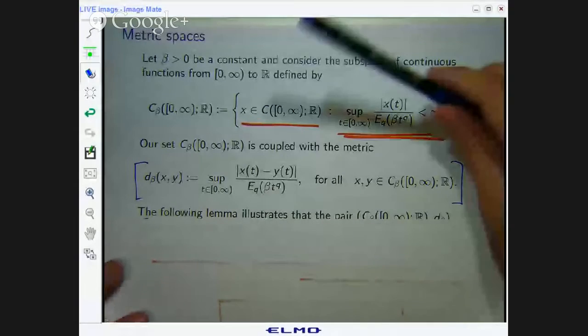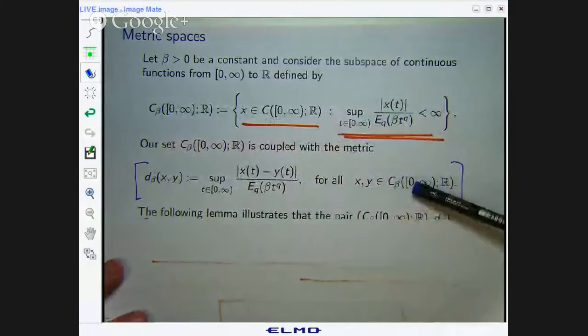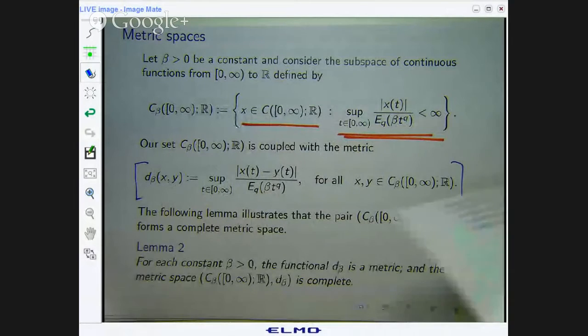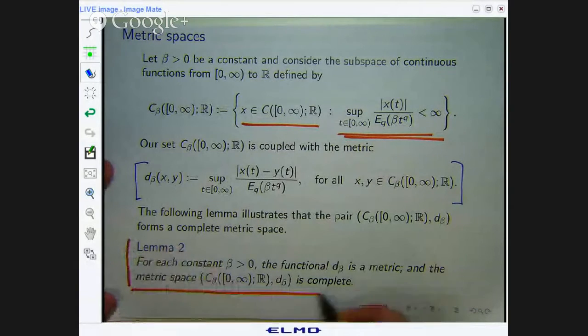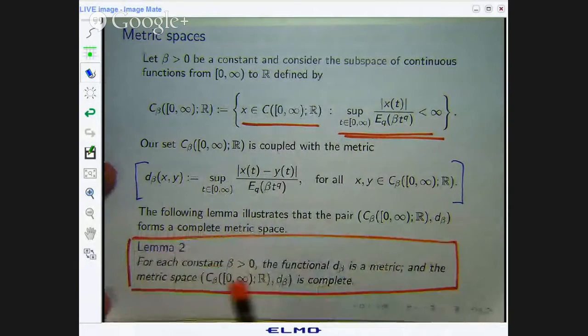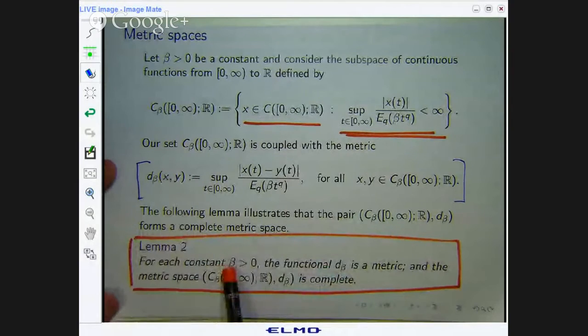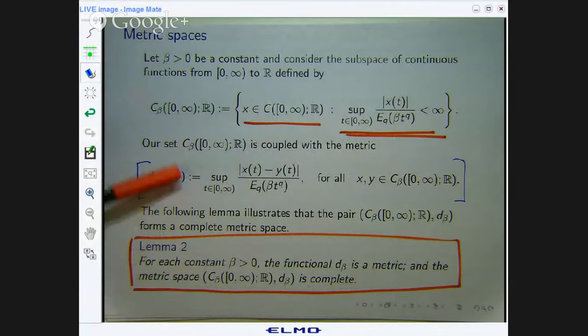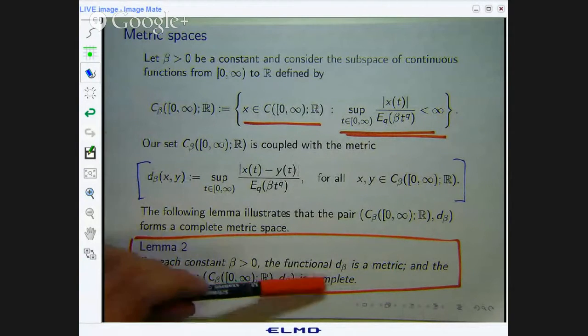All right, so this is an important set. This is going to be a way of measuring distance, called a metric, between two functions in this space. And in the paper, and I'm not going to do it now, I've proved that for each positive constant beta, this so-called functional or distance function really does satisfy all the properties of what's known as a metric. And when you couple this with this, you get a metric space that is complete.